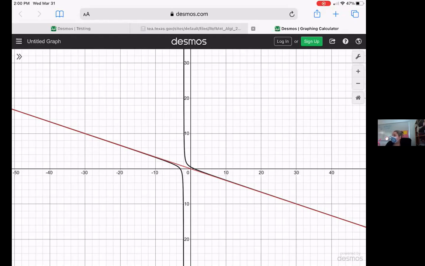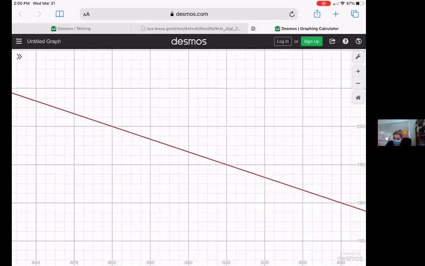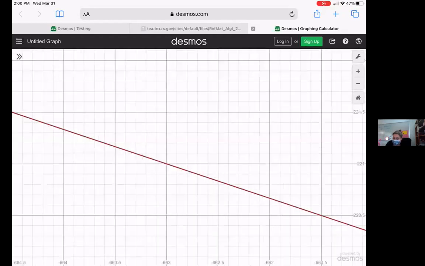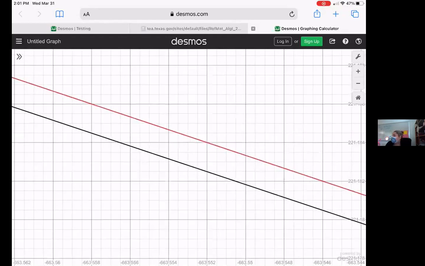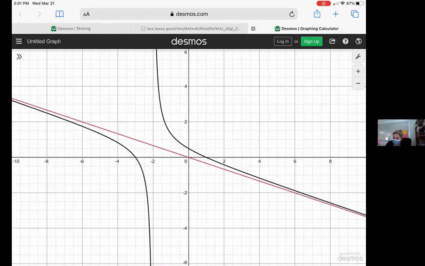When I divided and I got my quotient, that's my slanted asymptote. So it's basically a linear function, okay? As I zoom out, it looks like it's going to merge into it, right? But if I zoom in close enough, you're going to see that there's always going to be space between them, no matter how far out I go, okay? So there you go.